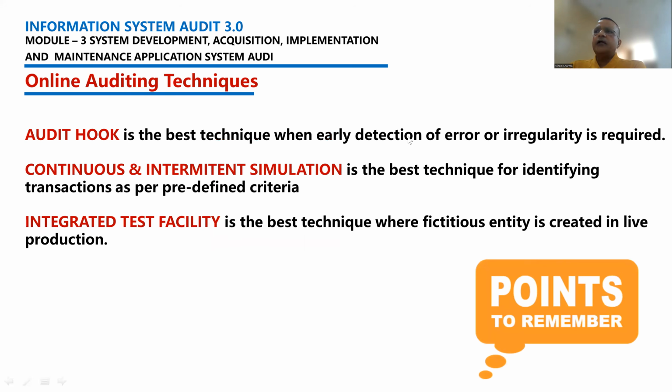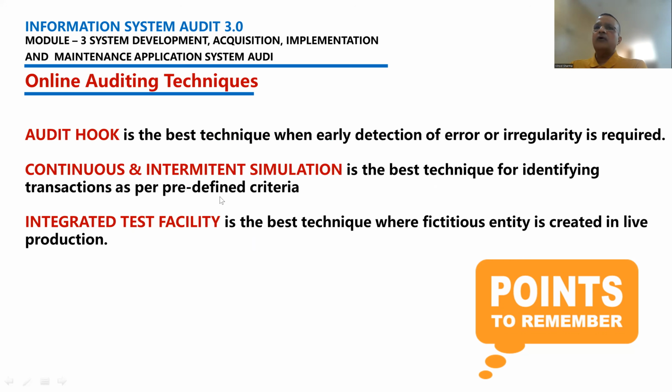Now, again, as earlier, I have given you some pointers to remember. If you are talking about online auditing techniques and the question is asked on audit hook, then audit hook is the best technique when early detection of error or irregularity is required. Early detection means that something has happened and you are able to detect it. Early indication means it's a red flag; you will get a warning signal that this might create an error or irregularity in the future. Continuous and intermittent simulation is the best technique for identifying transactions as per predefined criteria.